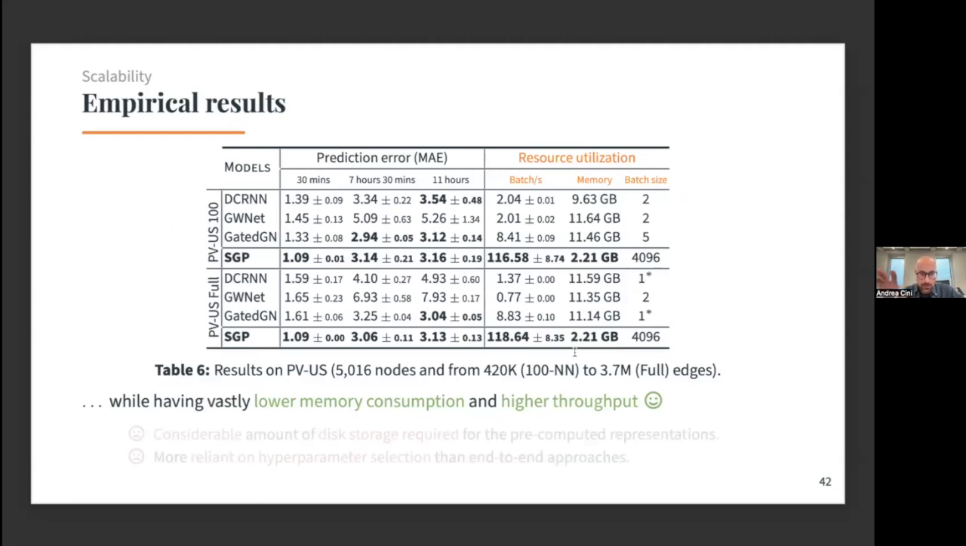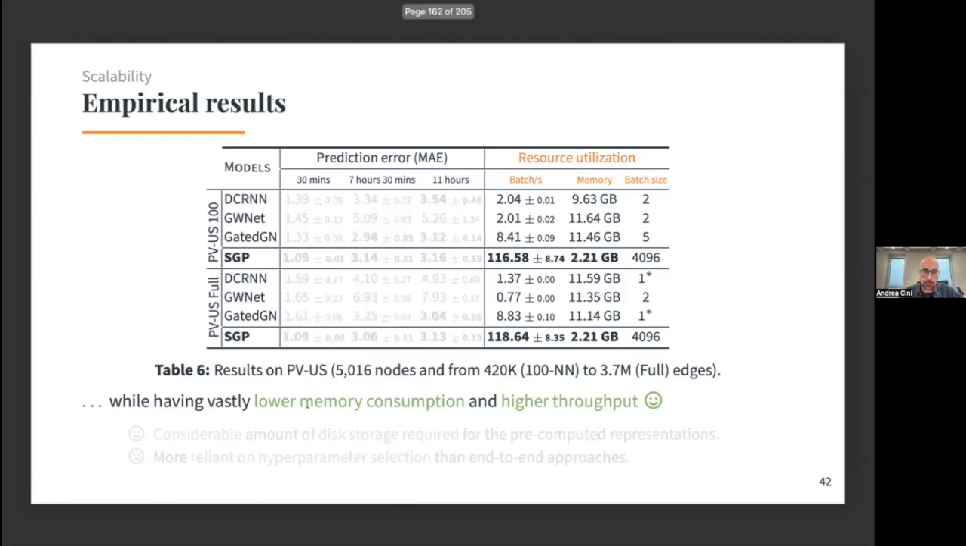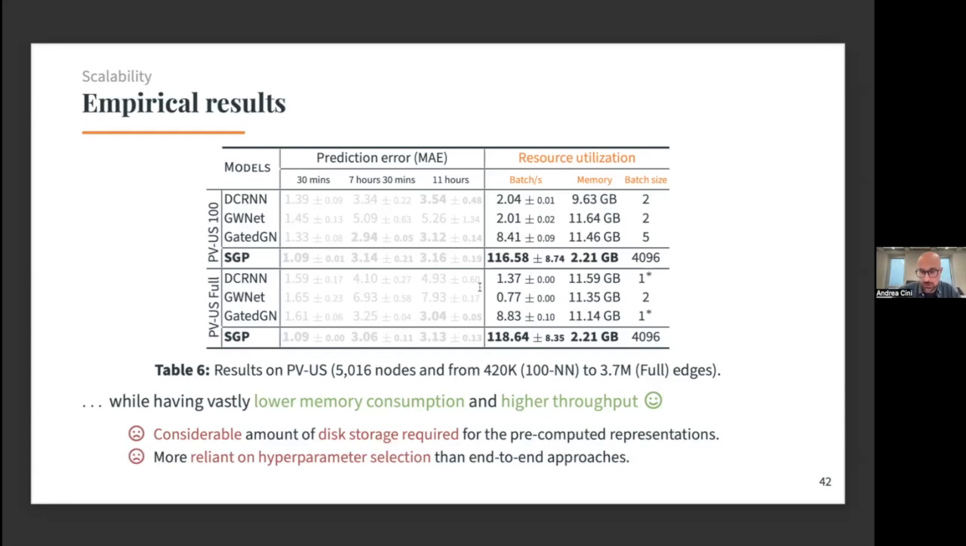These are benchmarks that we designed specifically for the study, that have a very large number of time series and many nodes, many edges. And you see that, again, the performance matches the state of the art, but SGP is much more efficient. So it has a much higher throughput and also a lower memory consumption. The downside is that you might need a considerable amount of disk space to store the intermediate representations. This is particularly true if your time series are very long, and you might be more reliant on hyperparameter selection, since a part of the architecture is not being trained end-to-end.